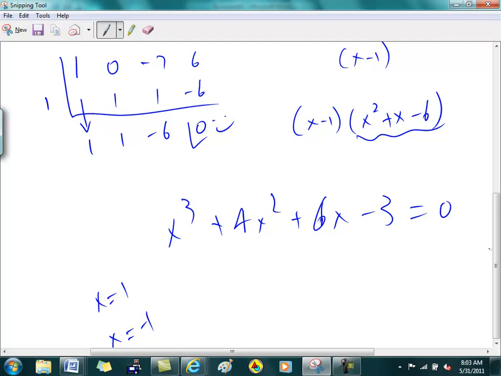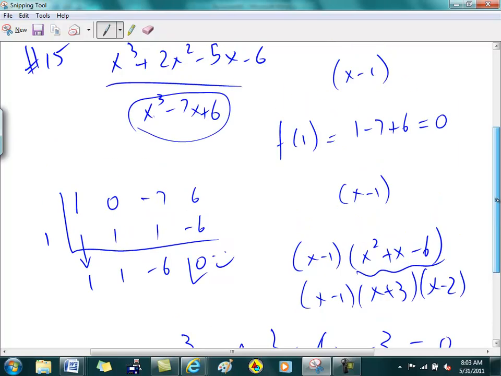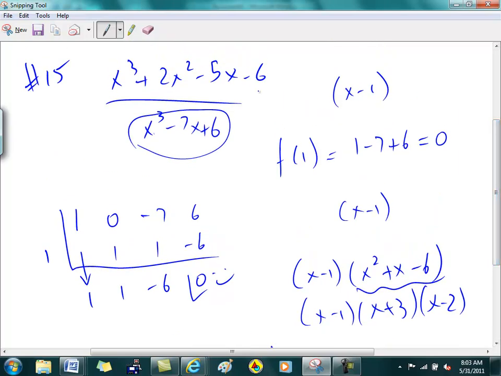Okay? And then you can do the same trick upstairs. Well, you know how to factor this guy: x minus 1, x plus 3, x minus 2. And you can do the same thing upstairs. Do a synthetic division by x minus 1. Same factor.